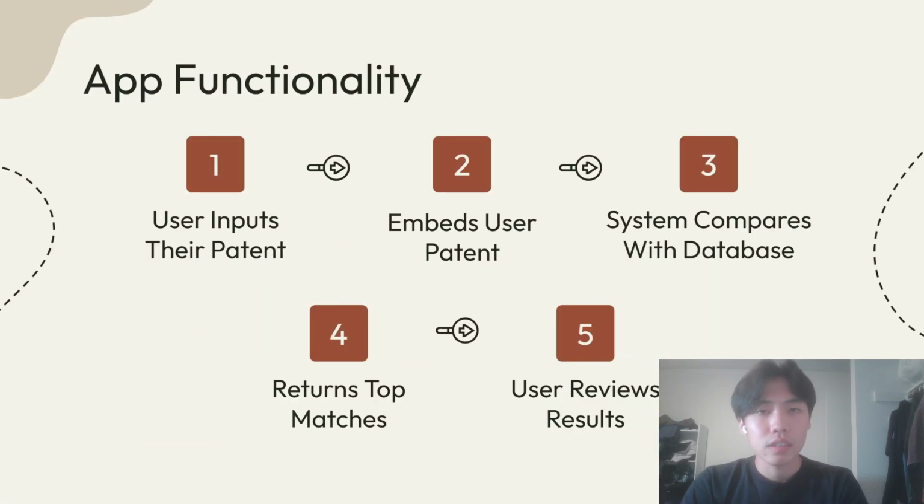Now the app functionality is extremely simple. So first, the user inputs their patent. Then, the system embeds the user's patent. And third, the system compares the user's patent with over 30,000 patents in our database. Fourth, it returns the top matches. And fifth, the user reviews the results.